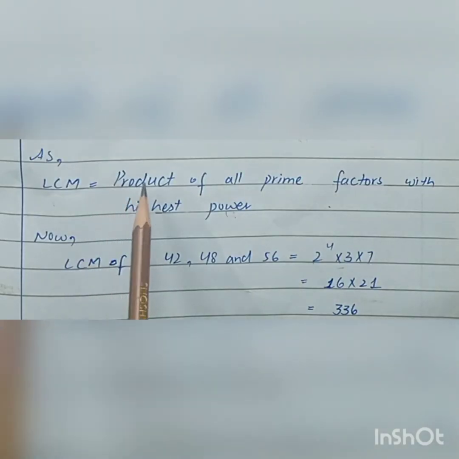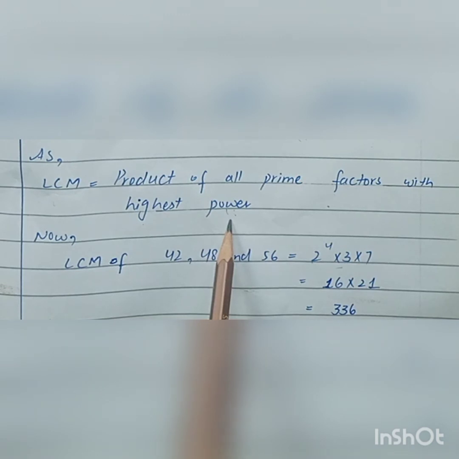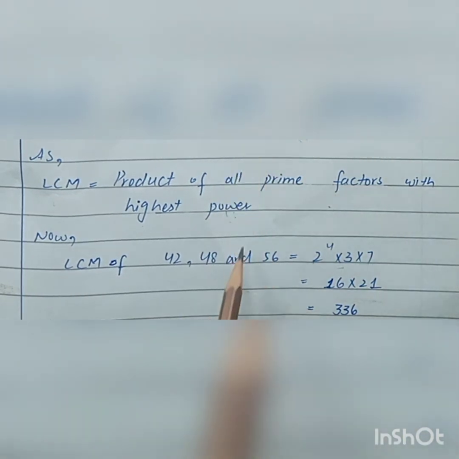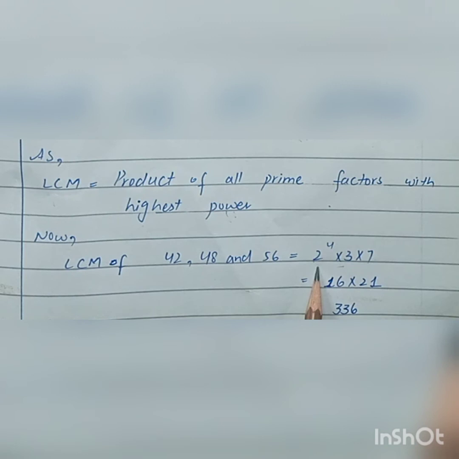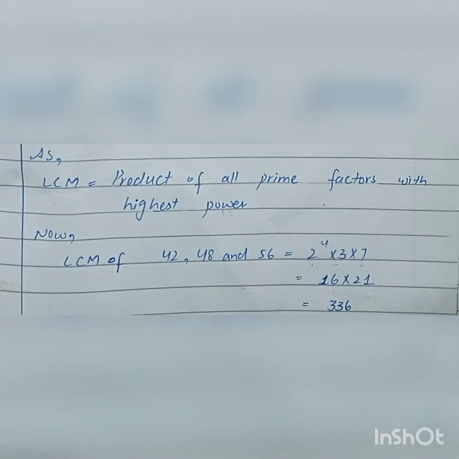This is an important statement for finding the LCM: the product of all the factors with the highest powers. You have to choose the highest power of the prime factors in the answers. So the highest power of 2 is 2 raised to power 4. The highest power of 3 is 1 and the highest power of 7 is also 1. 2 raised to power 4 is equal to 16. 3 7s are 21. 16 into 21 is equal to 336.